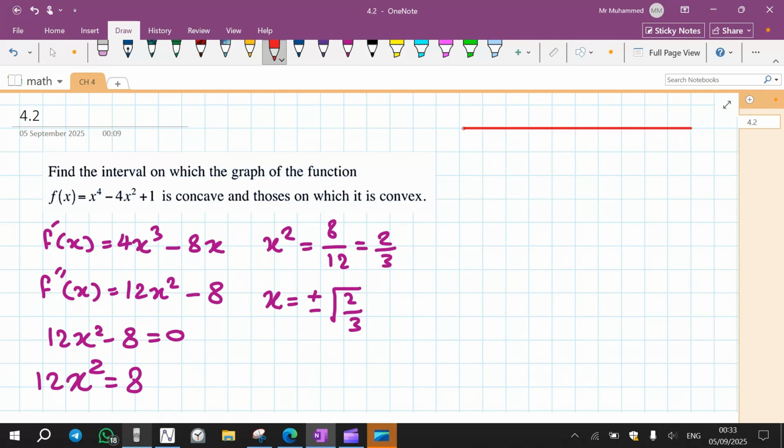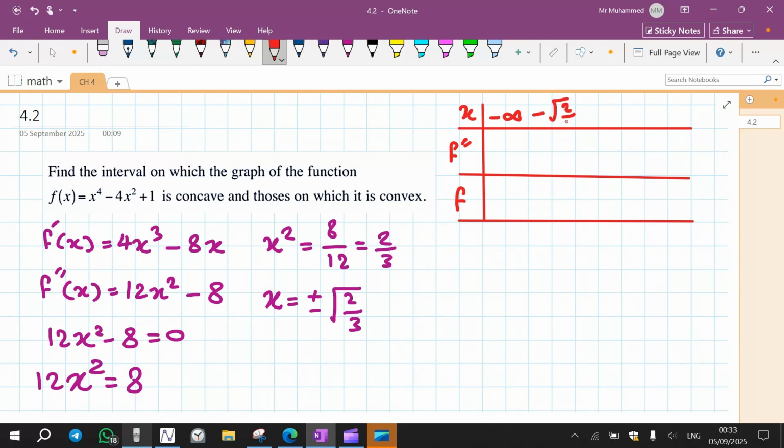In the table, I need to have x, f double prime, and f. Let's do it. This is for x, this is for f double prime, and here f. The smallest x in the list is negative infinity. And then we have negative radical 2 over 3, and then positive radical 2 over 3, and then infinity.